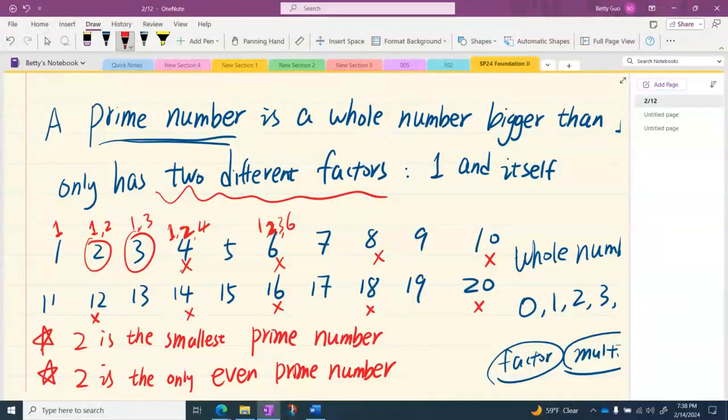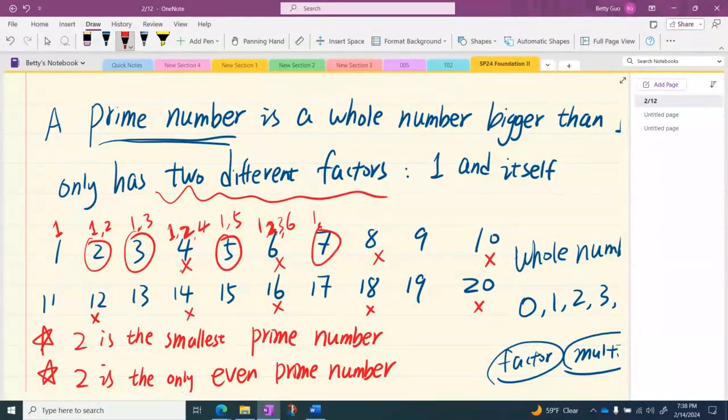3 is a prime, right? Yes. What about 5? Yes, only 2 different factors. What about 7? Yes. How do you know? 1 is a factor, 2 is not. If we divide 7 by 2, we have 3.5. It doesn't work, right?